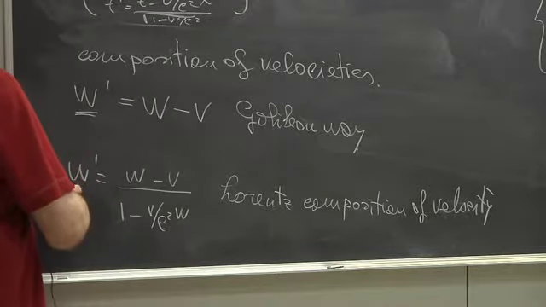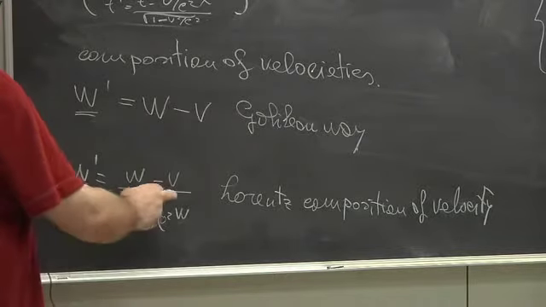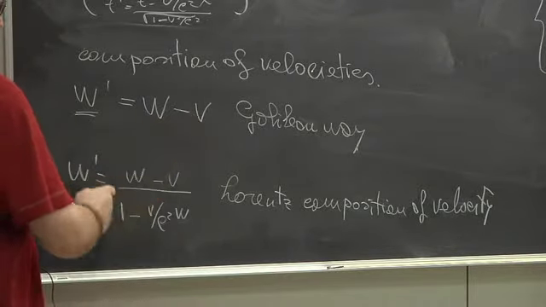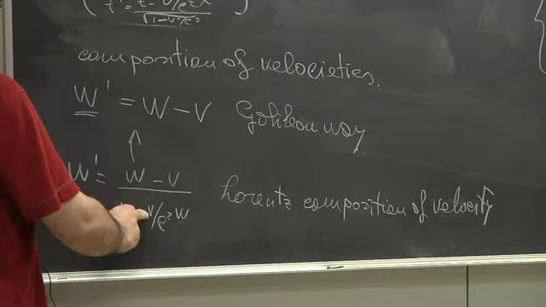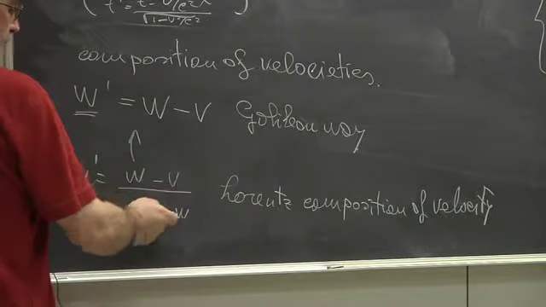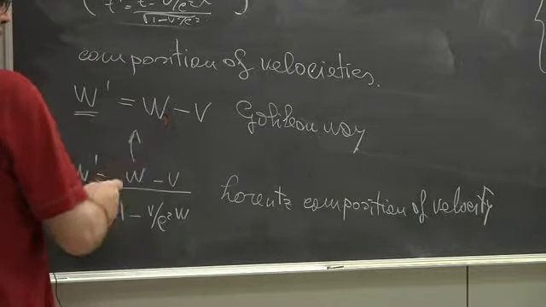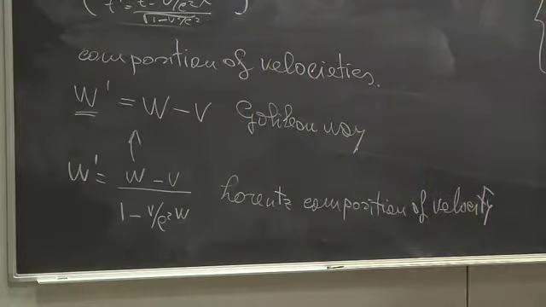W and W prime is the velocity of the particle in the two frames. V is the velocity of one frame with respect to the other. Now, can we go from one to the other? Yes. If V is much less than C, this is basically zero, and we are left with one, and you go into this. So again, with V much less than C, the Lorentz transformation goes into the normal Galilean transformation.